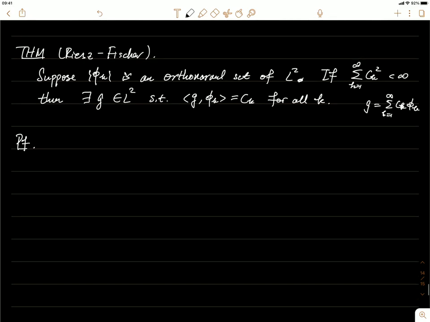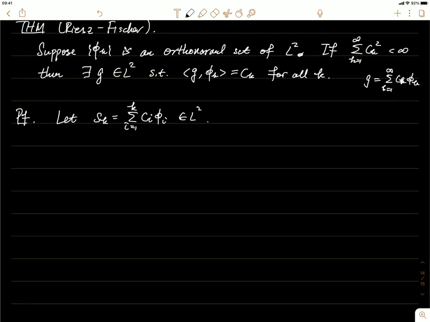All right, to prove this, we first want to show that such a G exists, and then we later show that this G has this property right here. Okay, so how do we show it exists? Let's first denote this partial sum, the sum of c_i phi_i from 1 to k. Apparently this is in L2, because each phi_i is in L2, and you just have a finite combination of them, and the c_i's are all finite numbers.